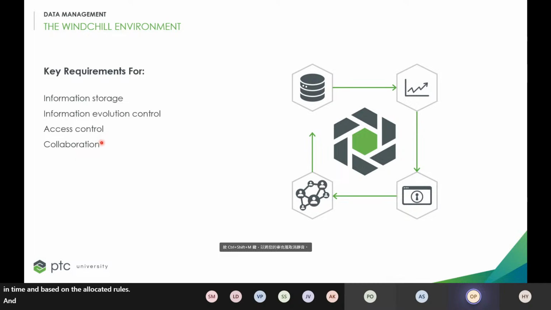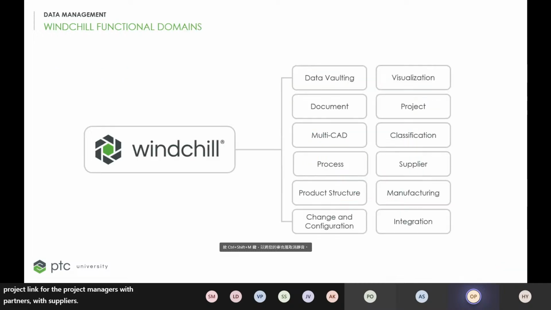And collaboration. I used to present Windchill as a collaborative environment. You can collaborate internally with coworkers, with discussions, with emails, but also externally, more related to the project link for the project managers, with partners, with suppliers. And the next slide will present the functional Windchill domains.